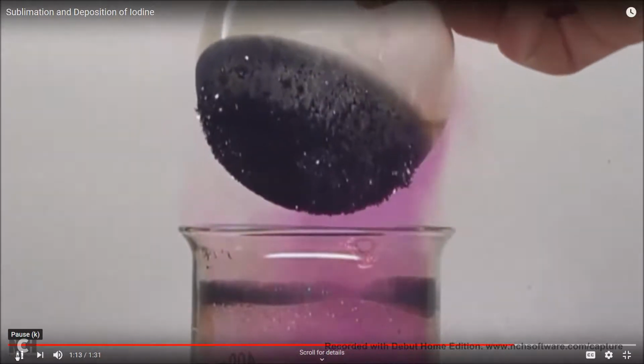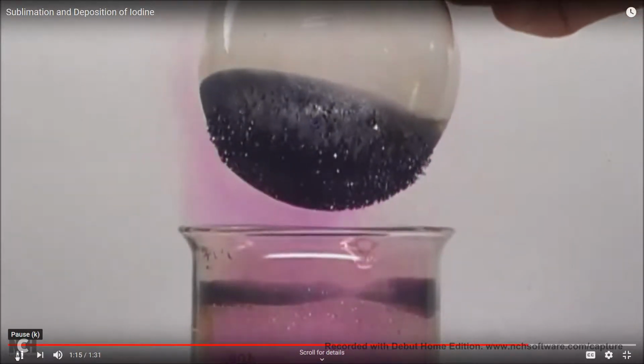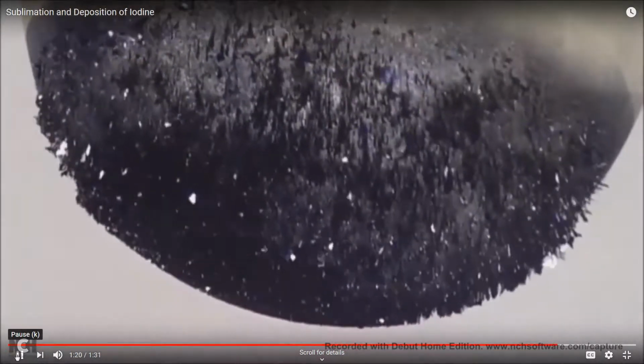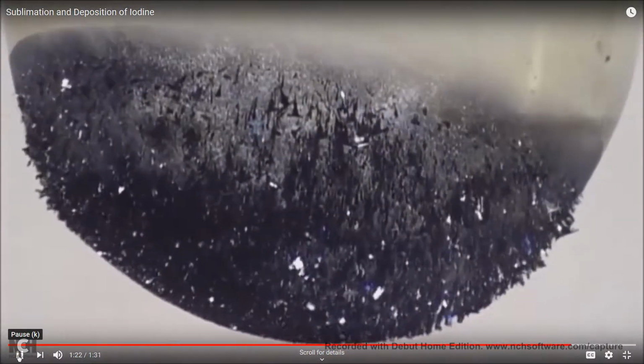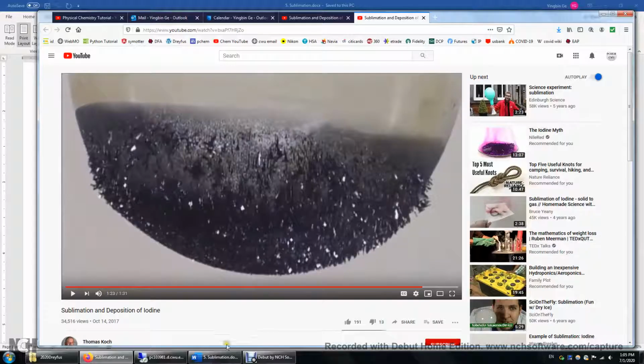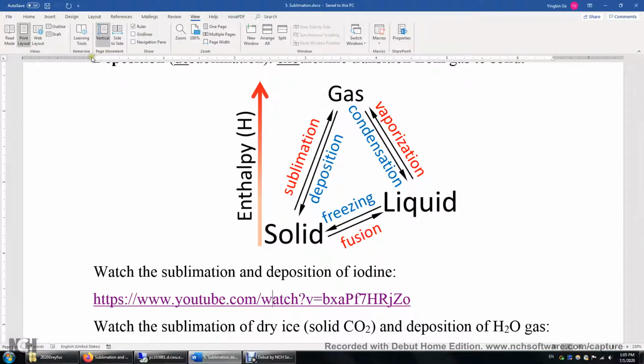We can't do this experiment in our science classroom because the iodine gas would be harmful to us. Now let's get back to the document.